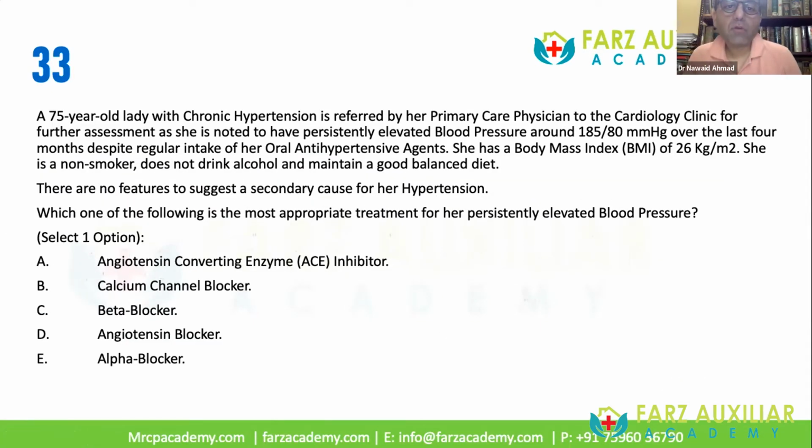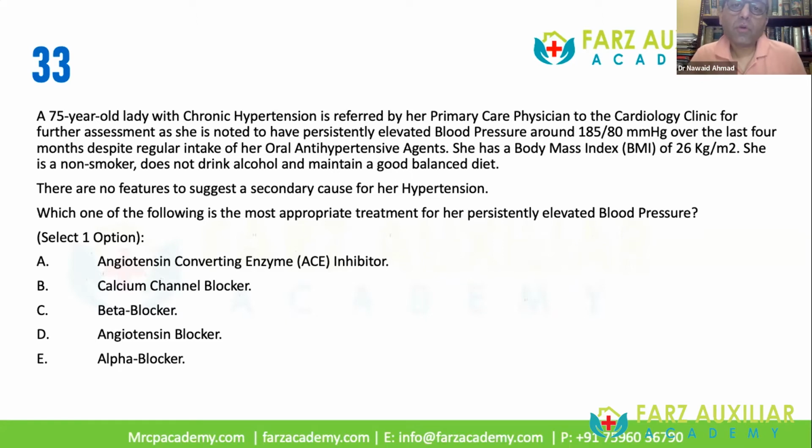A 75-year-old with chronic hypertension is referred by a primary care physician to the cardiology clinic, as she is noted to have persistently elevated blood pressure over the last 4 months, despite taking oral antihypertensives. She has a BMI of 26, is a non-smoker, does not drink alcohol, and maintains a balanced diet. There are no features to suggest a secondary cause for her hypertension. So which one of the following is the most appropriate treatment for her persistently elevated blood pressure?